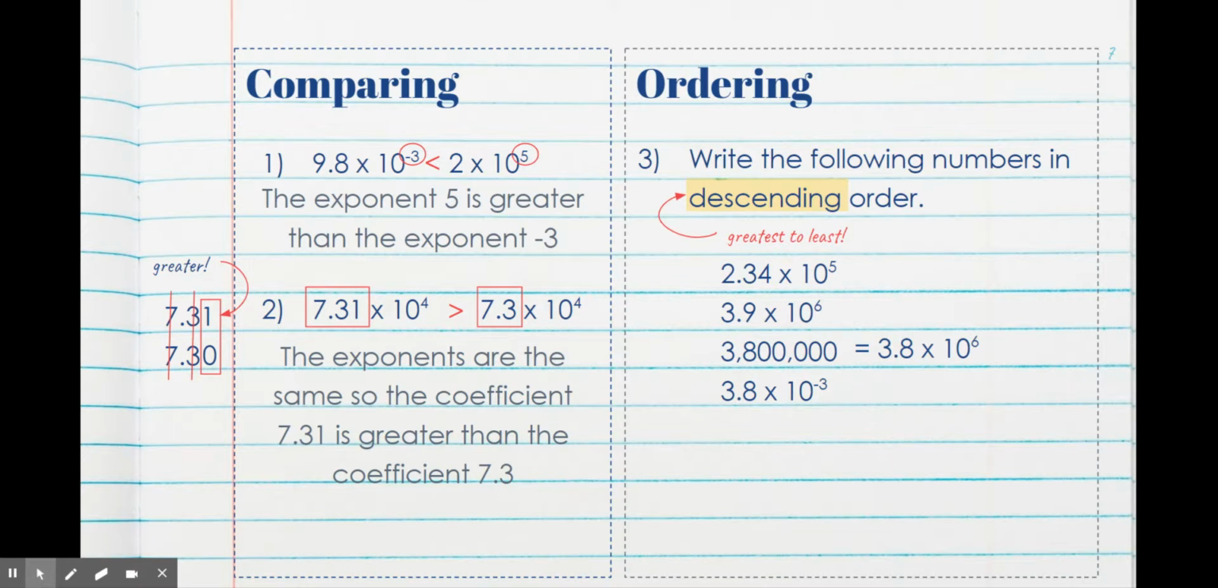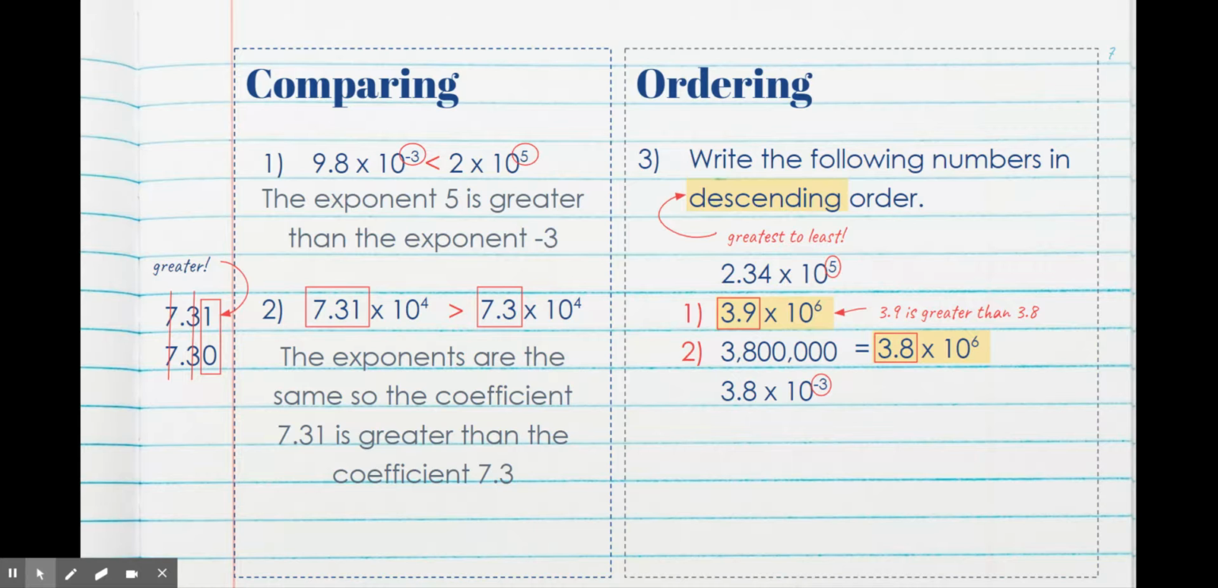All right, let's start by looking at our exponents. So we have the exponent of 5, 6, another 6, and a negative 3. So we're moving from greatest to least, so we need to figure out the numbers that have the greatest exponent. We have 2 of them who have the greatest exponent, the exponent of 6. So since they have the same exponent, we're going to ignore that and we're going to look at the coefficient. So we have the coefficient 3.9 and 3.8. We're looking for the greatest number, so 3.9 is actually greater than 3.8, so this is going to be the first number in our list, followed by 3.8 times 10 to the 6th power.